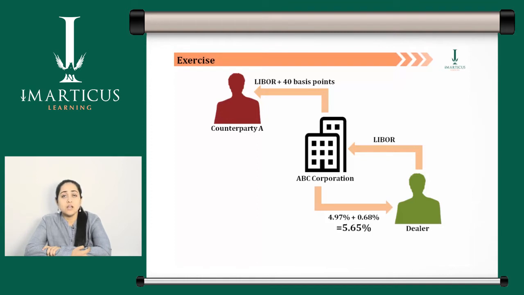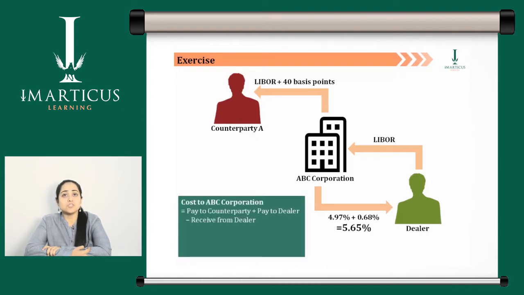5.65%. The total cost to ABC Corporation is equal to the floating rate, which it pays to the counterparty, plus the fixed rate that is paid to the dealer, minus the floating rate it receives from the dealer. So you have Libor plus 40 bips plus 5.65% minus Libor, that is 0.4% plus 5.65%, which is 6.05%. So ABC Corporation has changed its interest rate from floating rate to a fixed rate of 6.05%.